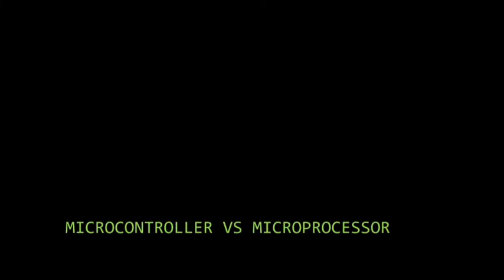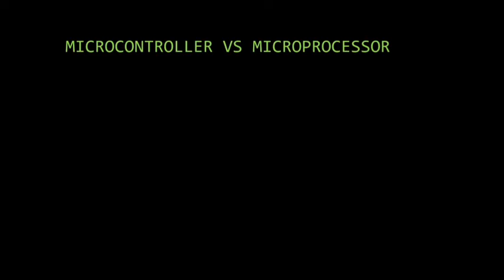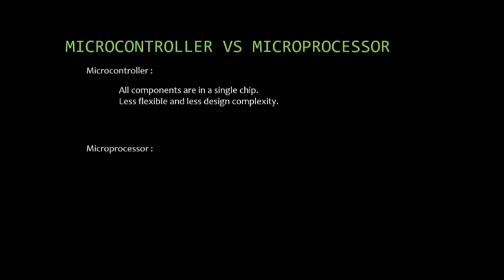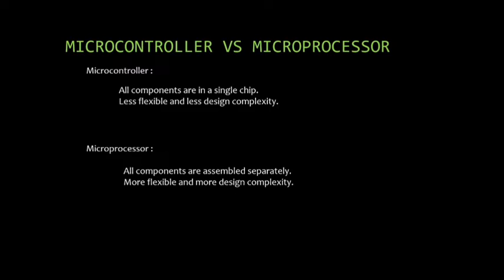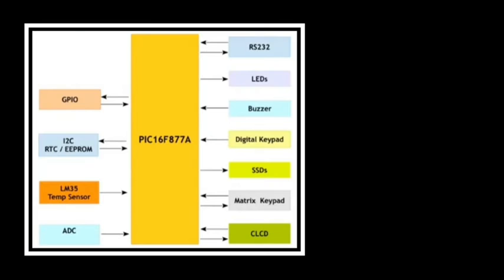Next, we are going to see the difference between microcontroller and microprocessor. In a microcontroller, all components are in a single chip. It is less flexible and has less design complexity. In a microprocessor, all components are assembled separately. It is more flexible and has more design complexity.